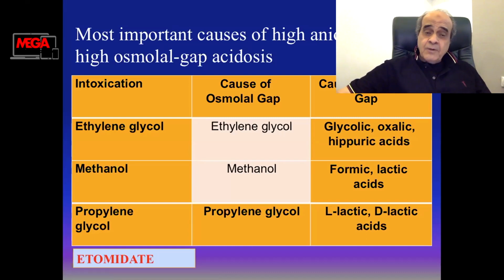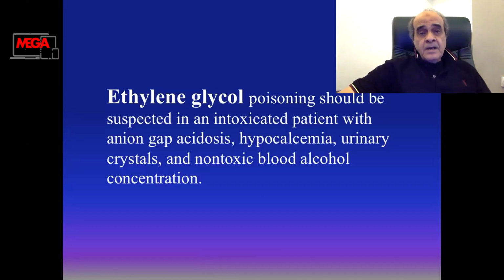And for our patient, ethylene glycol, if not treated rapidly, will cause renal failure, of course, and causes some central nervous system problems. Ethylene glycol poisoning should be suspected in an intoxicated patient with an anion gap acidosis, hypocalcemia, urinary crystals, and non-toxic blood alcohol concentrations.